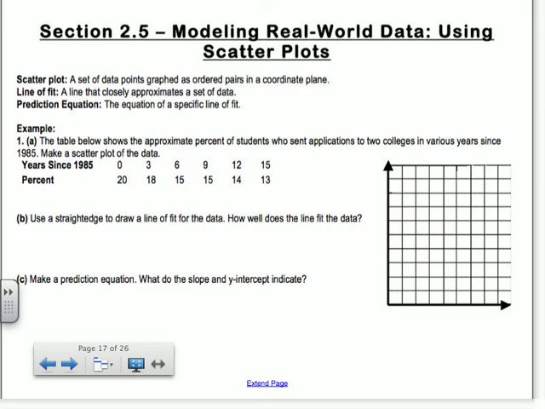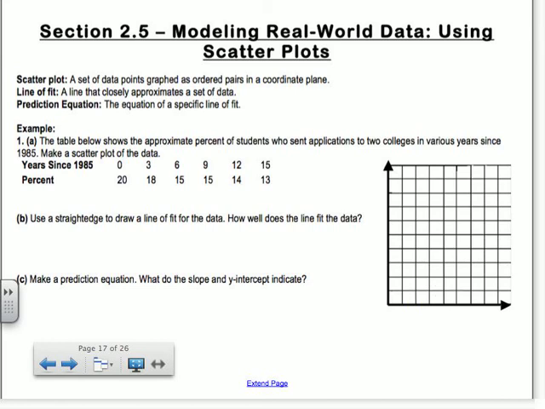So 1A says the table below shows the approximate percent of students who sent applications to 2 colleges in various years since 1985. Make a scatter plot of the data. The big thing about making scatter plots is you need to label your axes and you need to find a good separation. So go by certain points.